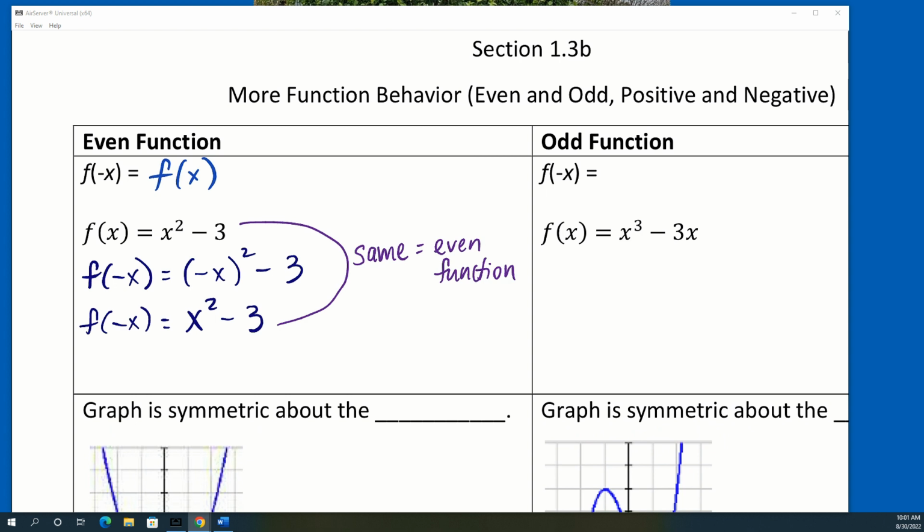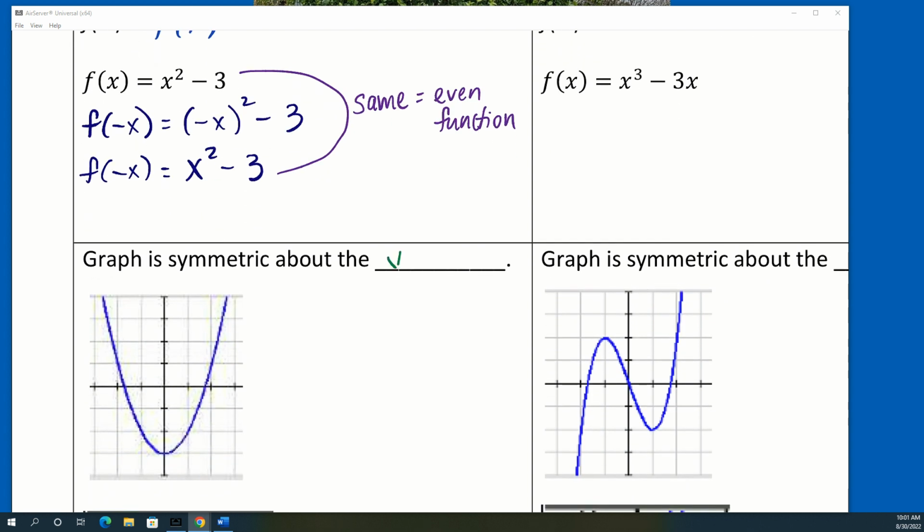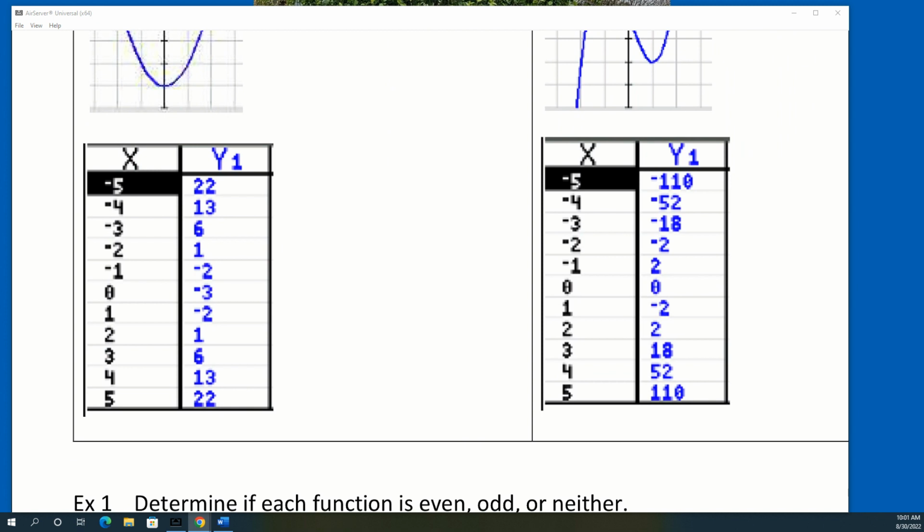Right? And what we have already learned about even functions is that they're symmetric about the y-axis. And that is easy symmetry to spot on the graph. The origin symmetry is a little more difficult to see, but y-axis symmetry, you recognize that from years and years of learning about symmetry. We're also going to need to be able to look at a table and determine if the graph is even or odd.